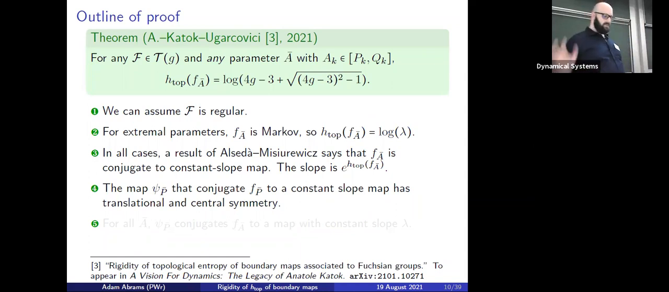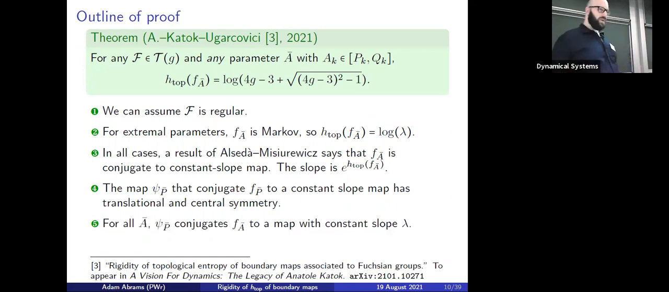It has several symmetries, which will be clear in the picture, but I'll also try to say something about how we prove them. And then lastly, we use that to show that the map psi p, so psi is what I'll name this conjugacy, is designed just to conjugate FP, the original Bowen-Series boundary map, to a map of constant slope. But it turns out that it will conjugate this whole family of boundary maps to a map of constant slope, which is pretty nice, actually.